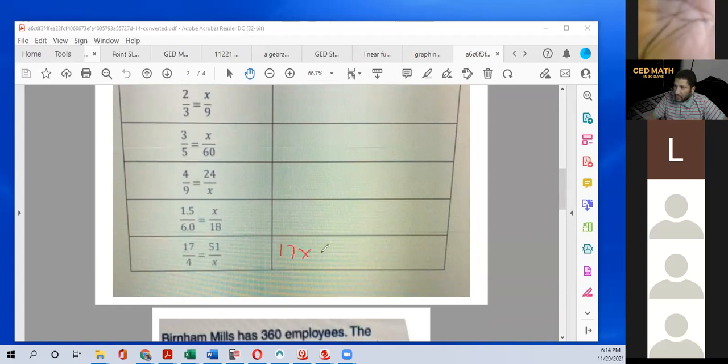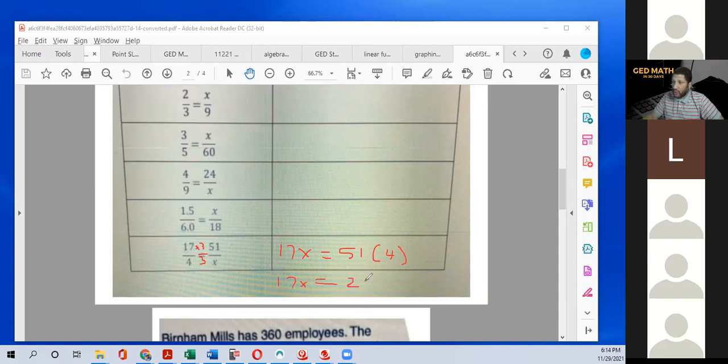17x is equal to 51 times 4. That's one way. Oops, 17 times 4. That's 17x is 51 times 4. That's one way you can set it up. You can set up as equivalent fractions and say, okay, what do I need to multiply each by, top and bottom, by 3. 4 times 3 is 12. 17x equals 204. Divide by 17. And I don't know what that is, but what do you mean I don't know what it is? Of course I know what it is. It's 12. I just did it.